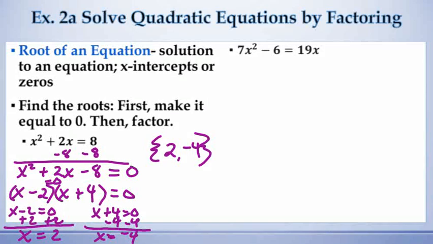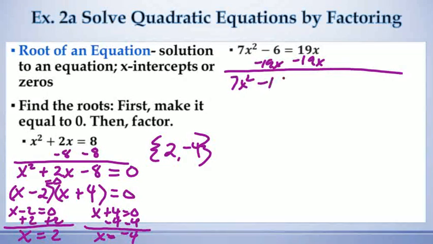Let's try the one on the right-hand side. Here, in order to get this equal to 0, I need to subtract 19x on both sides. So now I have 7x squared minus 19x minus 6 equals 0. Now, there's not a factor I can take out of 7, 19, and 6 besides 1. Now I have to factor this going the longer route. So I multiply 7 times negative 6, which is a negative 42x squared. What do I multiply negative 42x squared by?